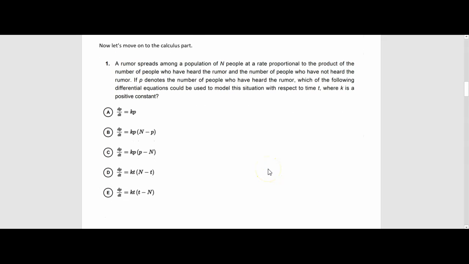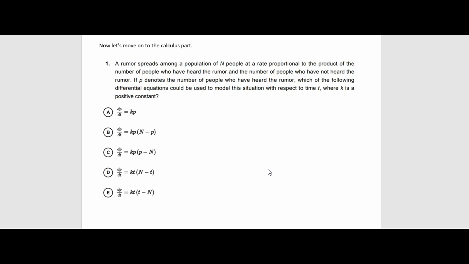All right, so it says a rumor spreads among a population of n people at a rate proportional to the product of the number of people who have heard the rumor and the number of people who have not heard the rumor. If P denotes the number of people who have heard the rumor, which of the following differential equations could be used to model this situation with respect to time t, where k is a positive constant?